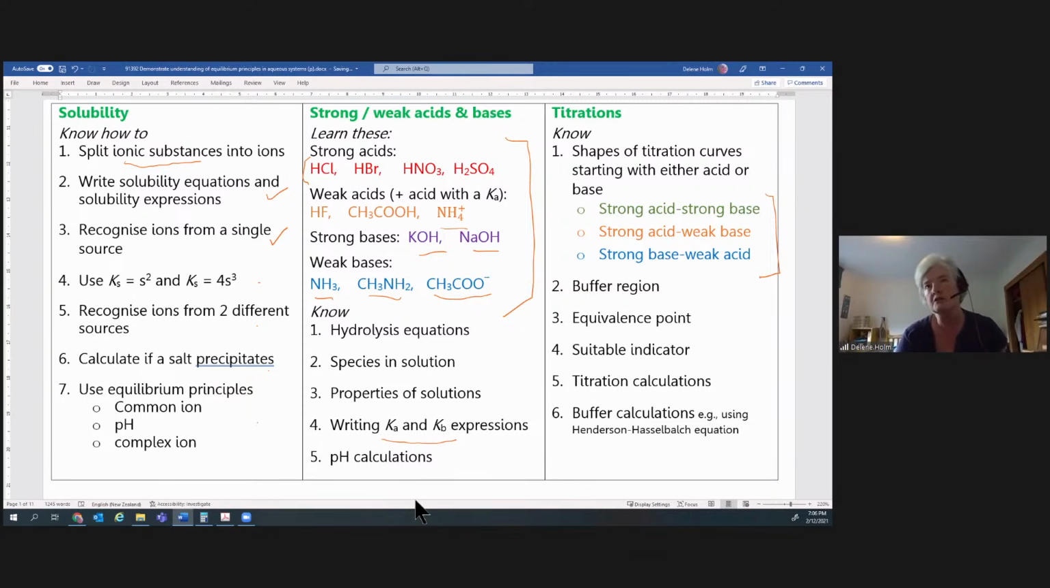Then, round with the titration curves, you not only do those pH calculations, so that sort of links over here, you might have to discuss buffer regions and buffer calculations, and also what would be a suitable indicator to use for any one of these 3 titrations. So that's a quick overview. Let's have now a look at each of these points.